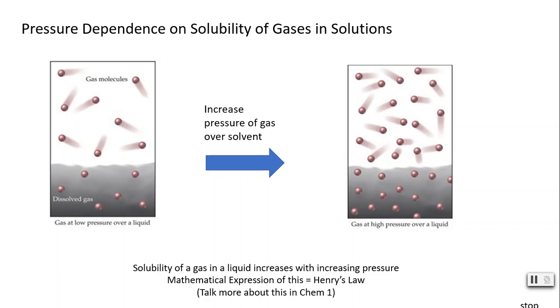In the next video, we're going to start to talk about section 13.9, which is on freezing point depression and boiling point elevation.